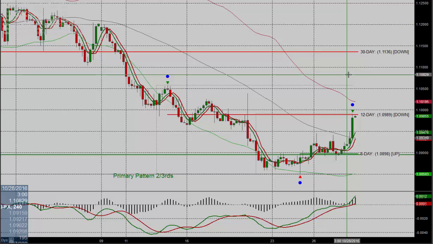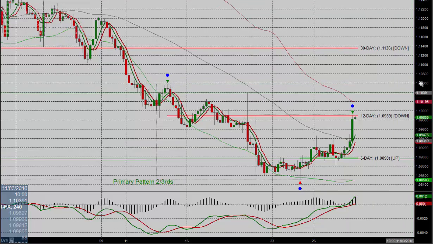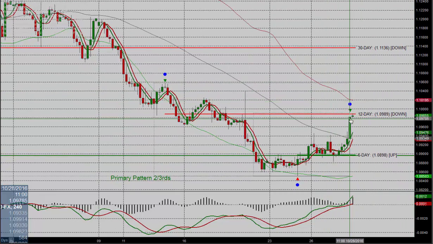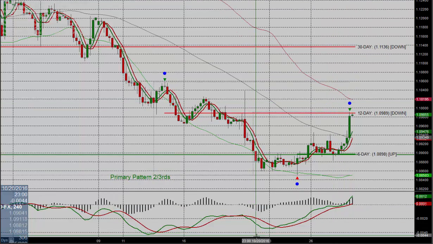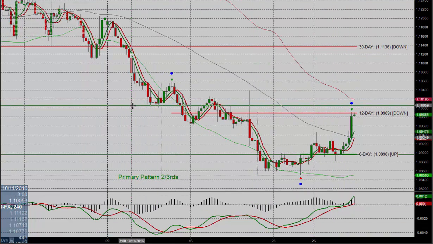You'd think we're selling rallies in dollar Swiss, so we'd be buying dips in the euro. We're not buying dips in the euro just yet. We need to see a couple closes above that 12-day pattern. We need to see that 12-day pattern shift bullish for the euro before we'd be buying dips in there.